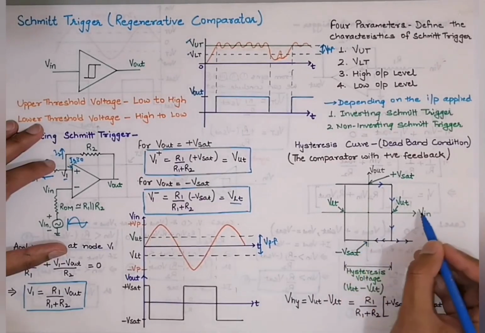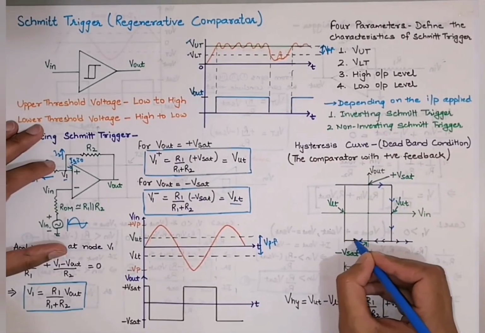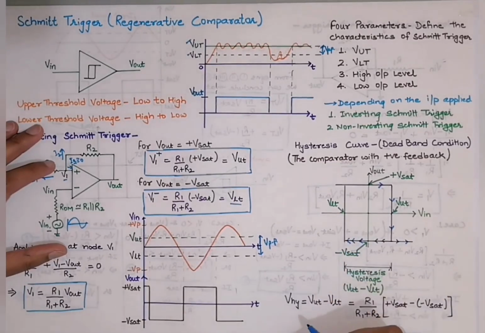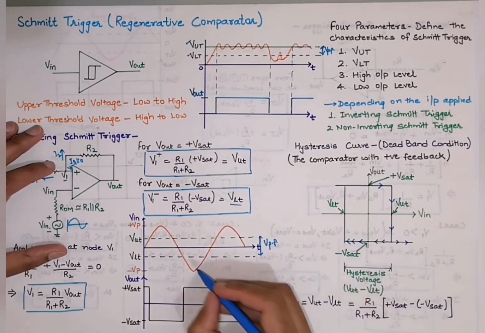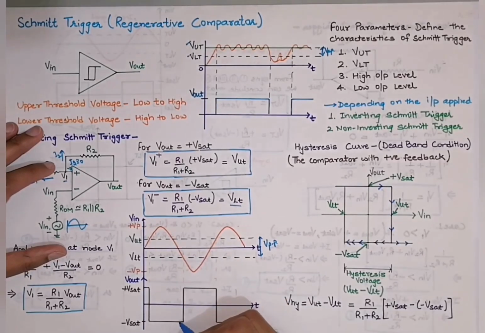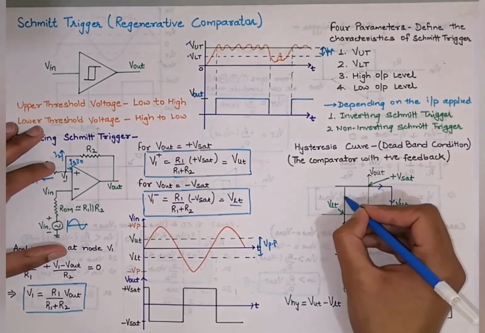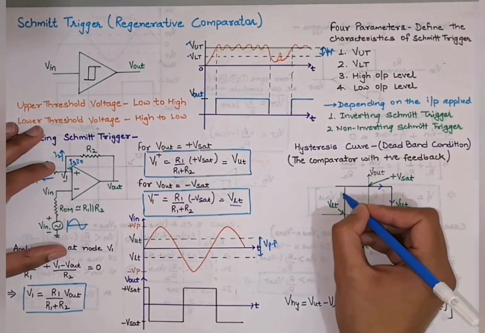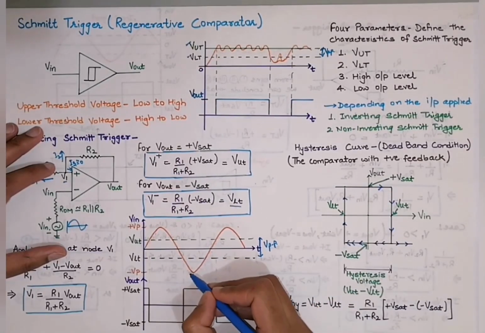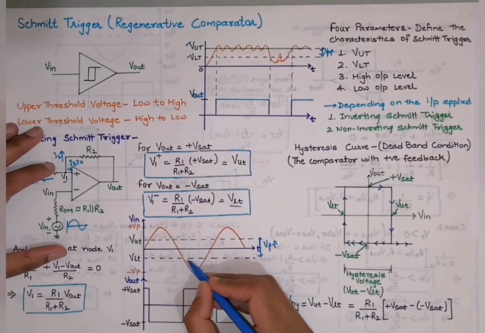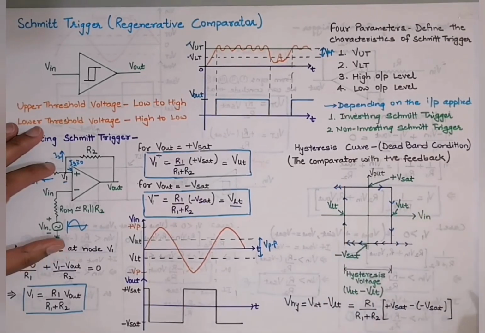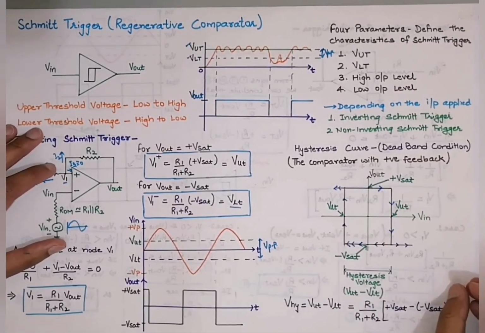So while decreasing V in on the left-hand side, I will continue in this direction until I reach the value of the lower threshold. Exactly at this point, if I go further beyond it, my output will change from minus V saturation to plus V saturation. It means I will see a transition in my output voltage from minus V saturation to plus V saturation. I will reach this point, and further decreasing will not change it because I have already crossed this cutoff value. Now my output will remain at plus V saturation.